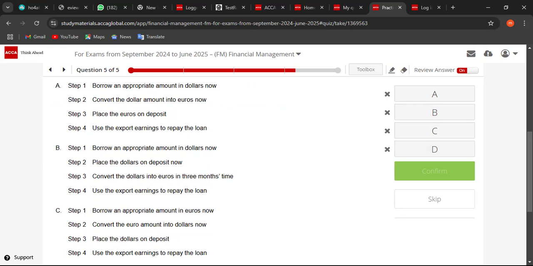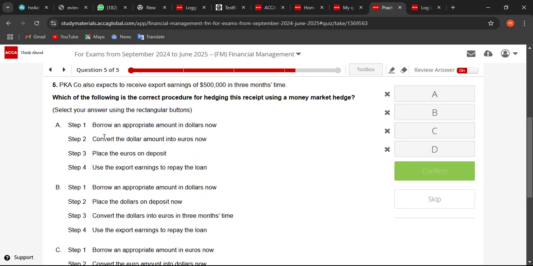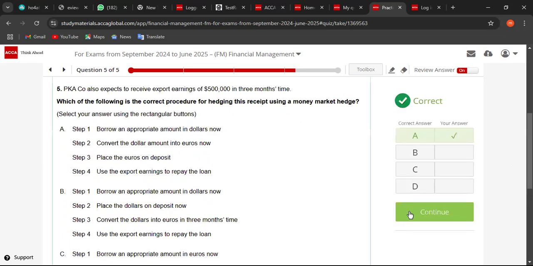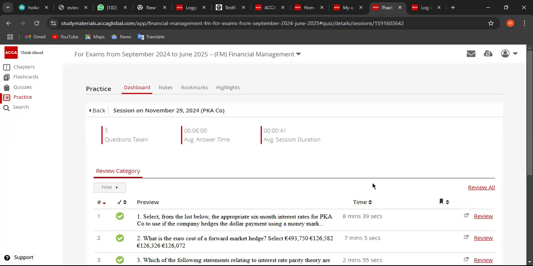Tell me, what was the step? This is the step. We said that we will borrow the foreign currency, then we will convert that into home currency, then we will deposit. So A is the answer. This was the first question.